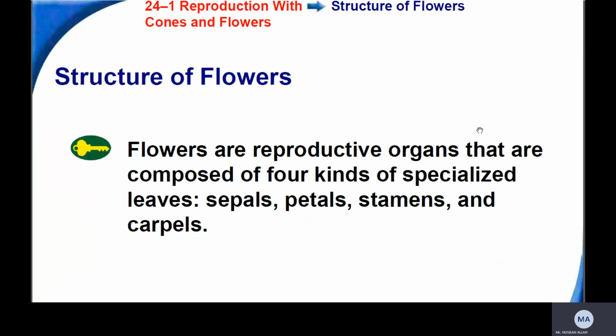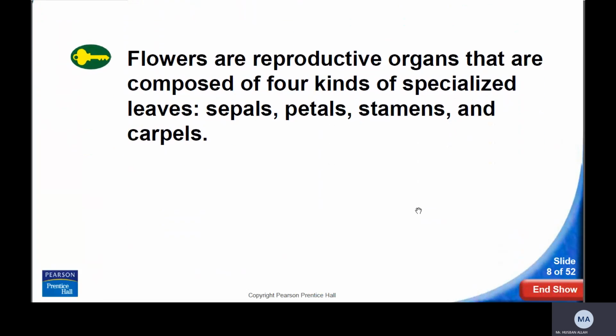Flowers are the reproductive organs that are composed of 4 kinds of specialized leaves: sepals, petals, stamens, and carpels, right? The structure of flowers, right? If you take the complete structure of a flower, 4 main specialized structures we are going to study, that is sepals, petals, stamens, and carpels, the leaves, the ones which you can see. They are divided into 4, which are sepals, petals, stamens, and carpels, right?